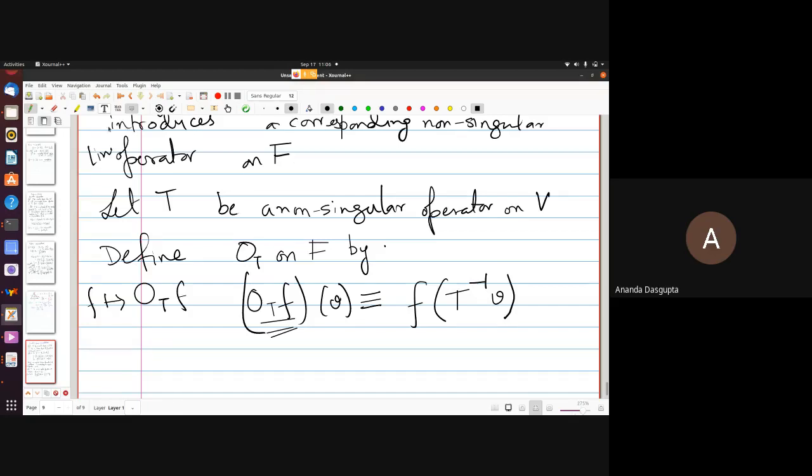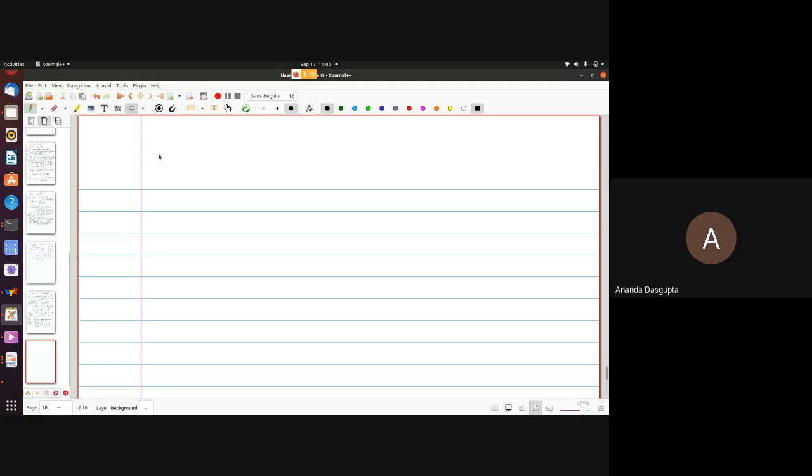So let's check whether it's useful. First of all, there are several claims that I made about this OT map, right? OT is a non-singular linear map on F. That was a claim. Before we ask about why T inverse and why not T, at least let's try to establish that this is really a non-singular linear map.